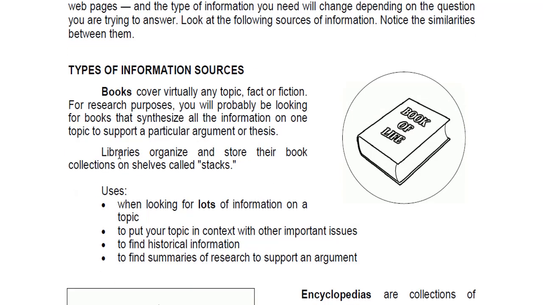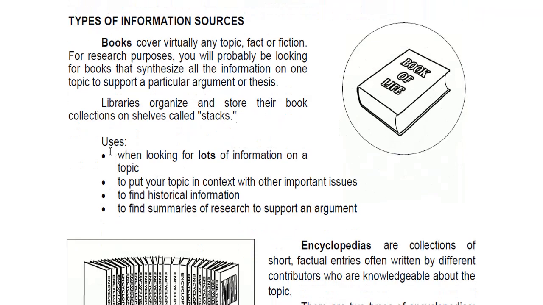Libraries organize and store their book collections on shelves called stacks. So try to remember this word. What are the uses of a book when looking for lots of information on a topic? You can find many books containing lots of information. That's the reason why you need to try to become a book lover, because when you are a book lover, you can learn a lot of things from a book.